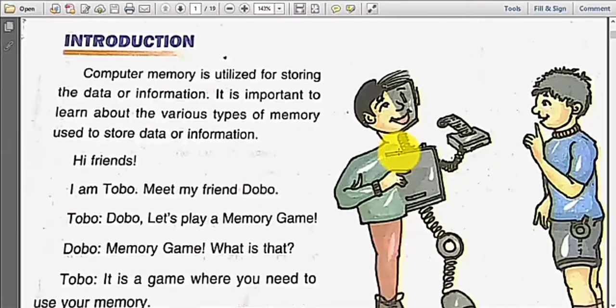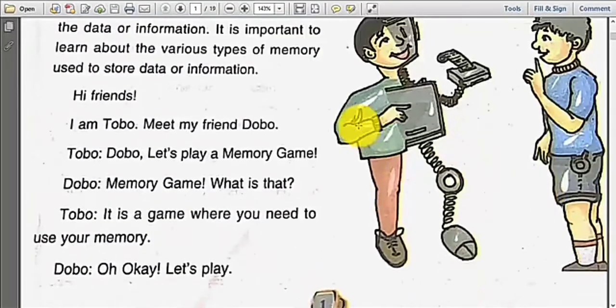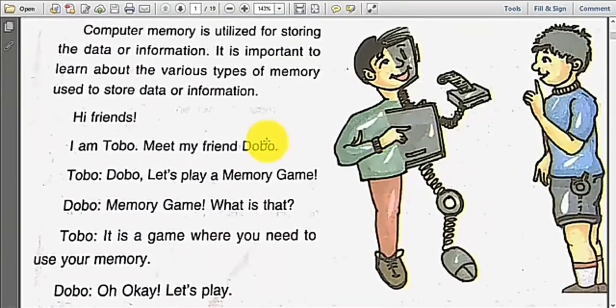Now look at the picture. There are two friends here, Togo and Togo. I am Togo. Meet my friend Togo. Now Togo, let's play a memory game. Togo, memory game? What is that? Now Togo is saying it is a game where you need to use your memory. Togo is saying let's play a game where we will use our memory. Togo is saying, oh, okay, let's play.